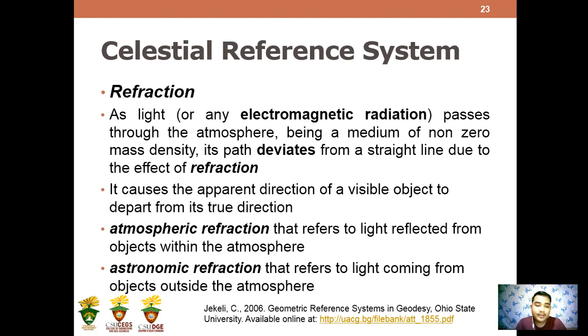We have here two kinds of refraction. Atmospheric refraction refers to the light reflected from the objects within the atmosphere. Since it is within the atmosphere, it is called atmospheric refraction. Astronomic refraction refers to the light coming from objects outside the atmosphere. So this is outer space, or the outer part of the atmosphere.